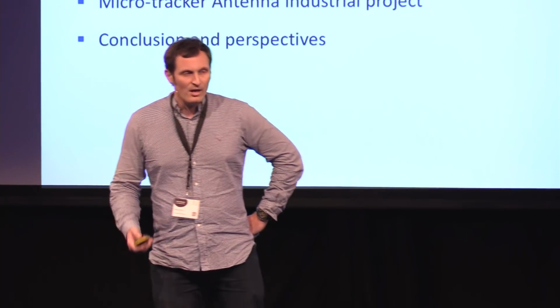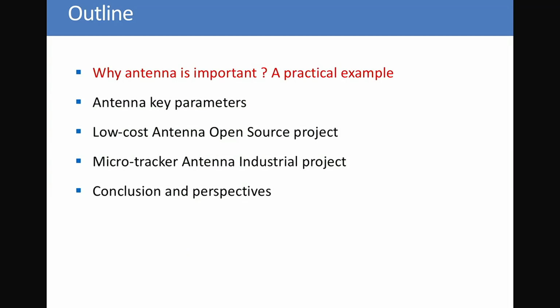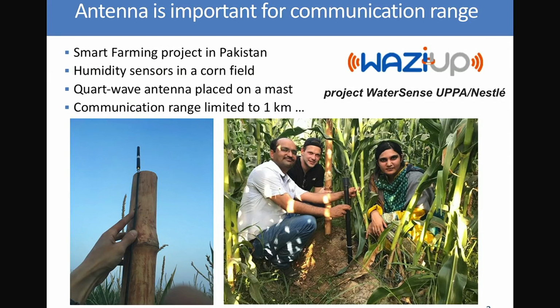So here is the outline of my presentation. I will start by giving an example to show you that the choice of the antenna can be very important. So a practical example. Then I will show you some antenna key parameters, and 2 projects, a low-cost open source project and a more industrial project, which is a micro tracker. And I will finish with a conclusion and some perspectives.